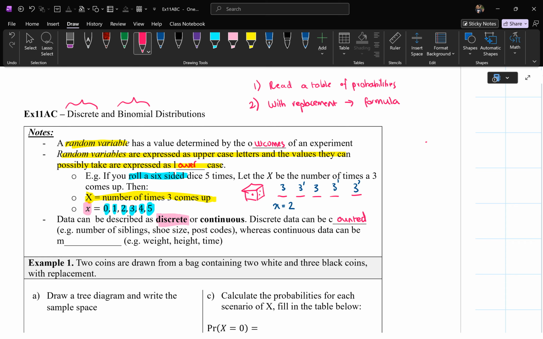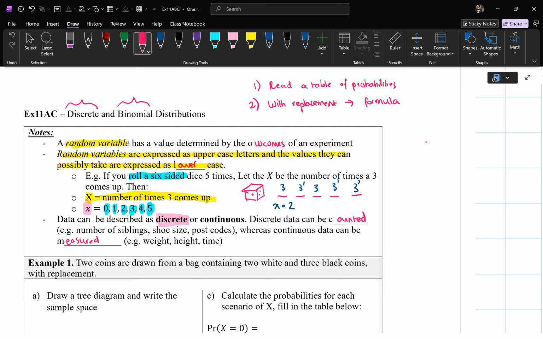For example, number of siblings, your shoe size, you're either 10, 10 and a half, or 6, 6 and a half. It's very distinct. Postcodes are also distinct, right? Whereas continuous data can be, well, more like measured. There are infinitely many possibilities.